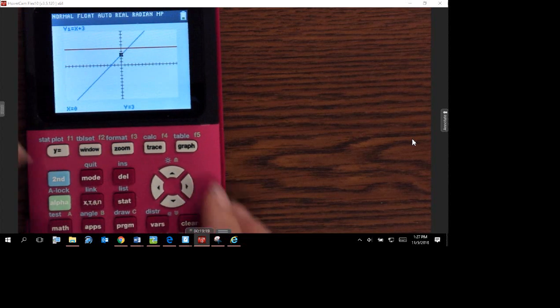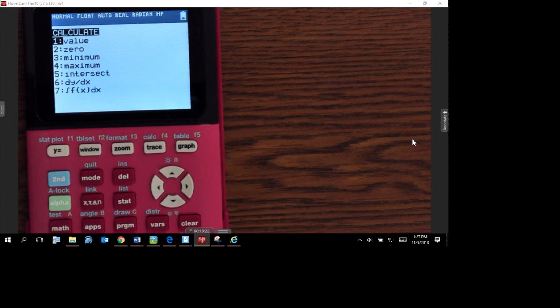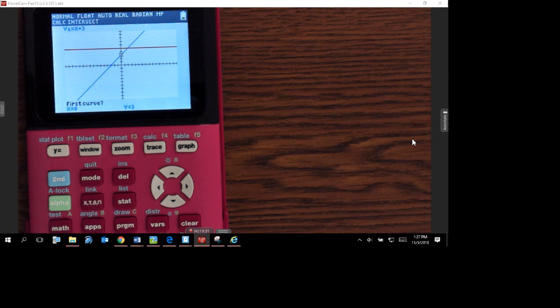To do this on the graphing calculator, it's not touch screen. Second trace. That's where all of our fun stuff is. Second trace, and then we're going to choose intersect. We're going to find where they cross. Intersect 5. And then it's going to say first curve, because you might have more than two things graphed. It's only going to find the intersection between two. So the first two things that you hit are pretty easy. Is this on my first line? Yes. Enter. Is this my second line? Yes. Enter. All you have to hit is enter, enter.